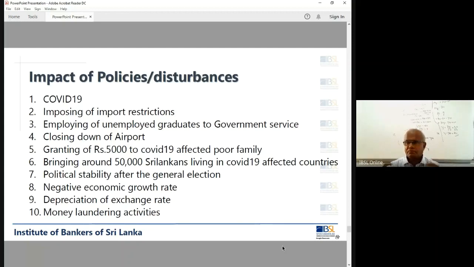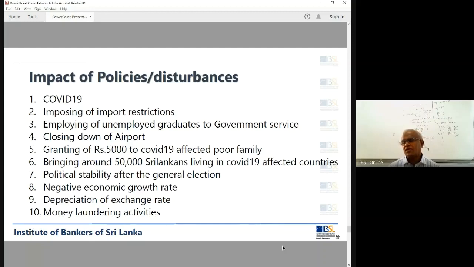Now we won't go back to our earlier salary scales, but the companies say you still have to wait. We are not performing at full capacity. We have not come back to the initial level, so we still can't pay you the full salary, right? Those issues are there: negative economic growth rate, depreciation of the exchange rate, then money laundering activities. I purposely included money laundering.